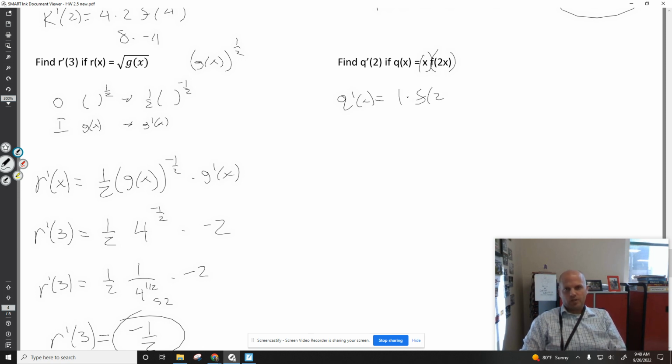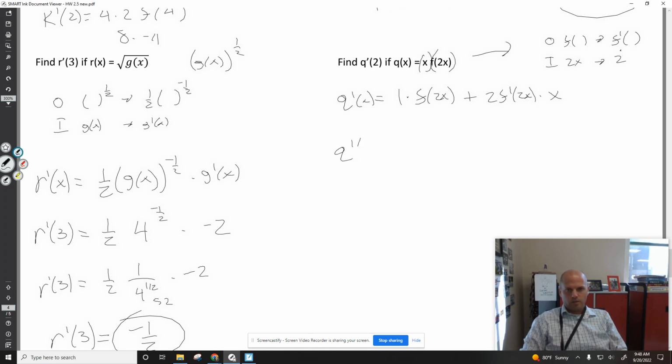Derivative of the first times the second plus. Now when I take the derivative of the second, I got to O and I it. So I realize I get f prime of stuff times 2. So that's multiplied together. I'll put the 2 in front. 2f prime of 2x, and then times the first, which is x. Derivative of the first times the second plus the derivative of the second times the first. It's a Q.